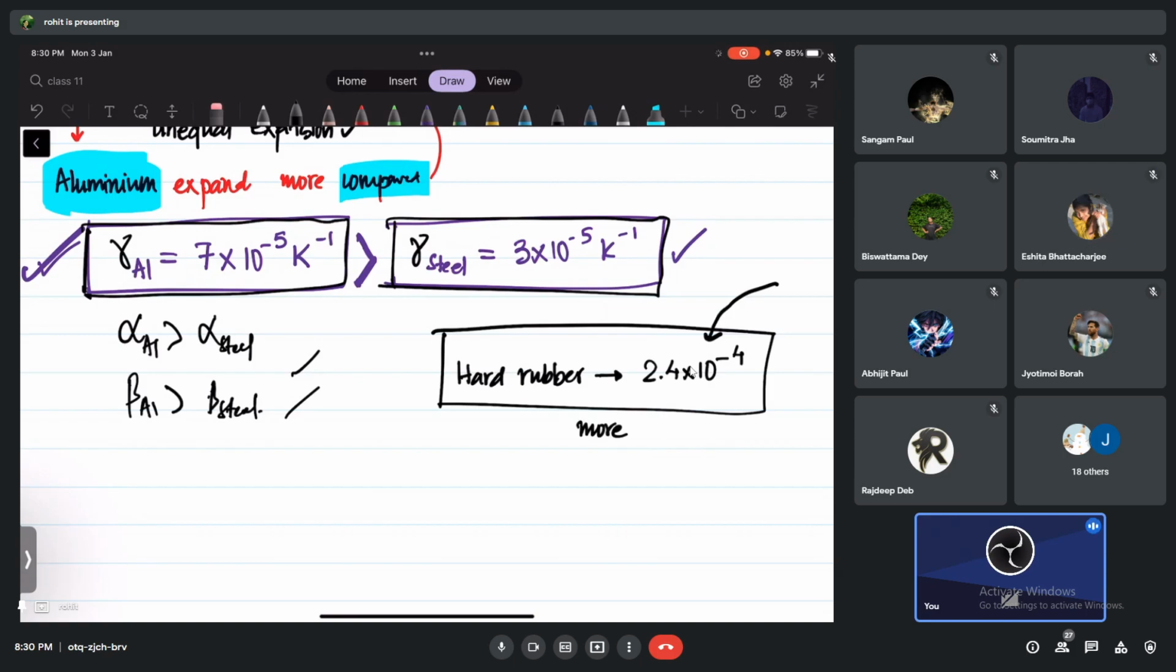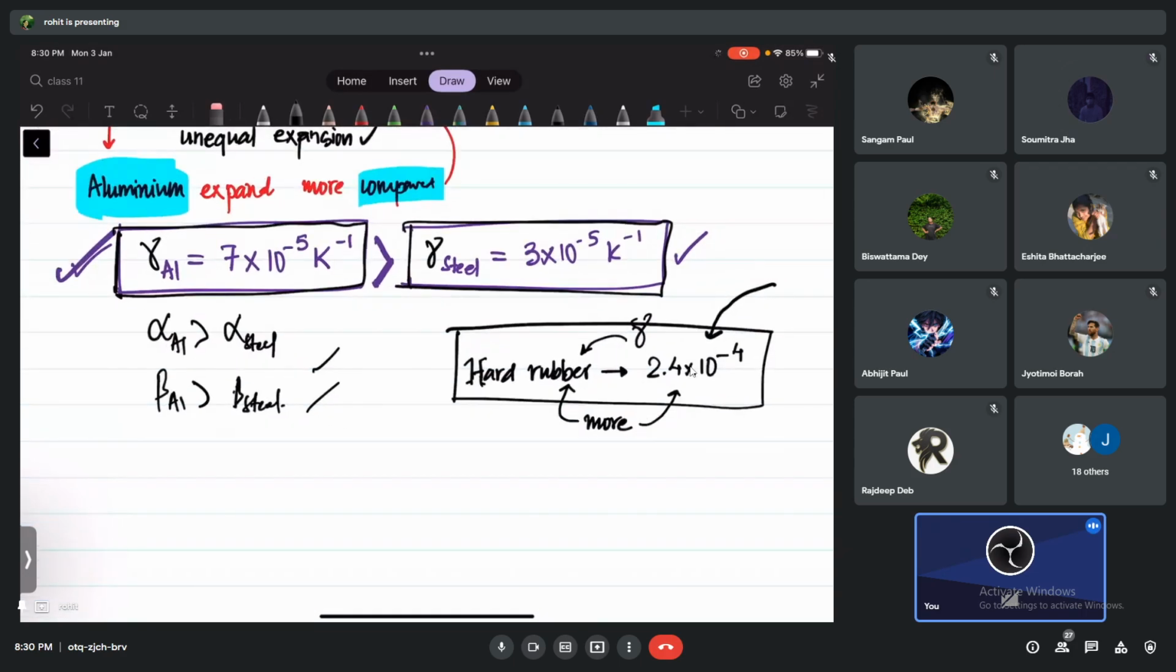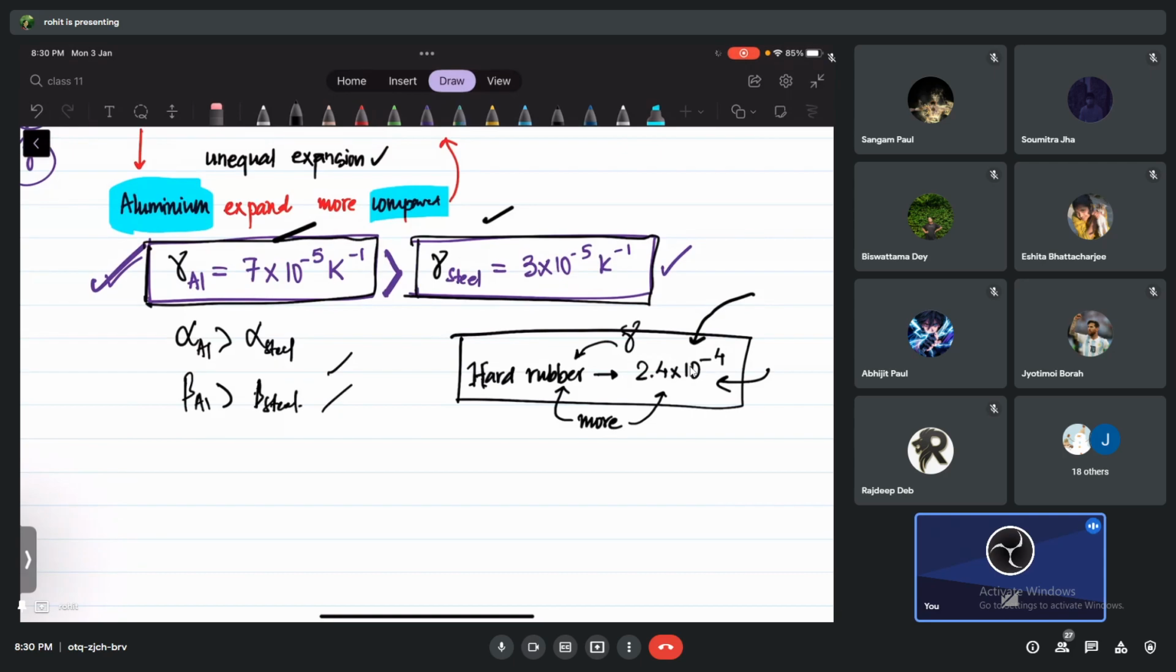So what does it tell you? Gamma for hard rubber. What does it tell you then? The expansion in hard rubber is more or much more? Much more. The rubber is going to expand much more compared to steel. You might be thinking maybe this has more expansion, this is more compared to rubber, but no. This has more expansion compared to both of them. So aluminium right now in this chart has the lowest amount of expansion that I can talk about right now. Okay, I'm done with that.